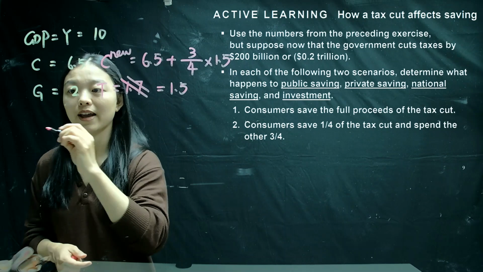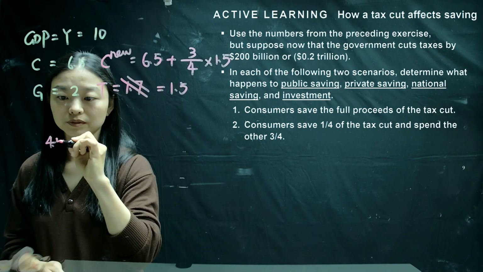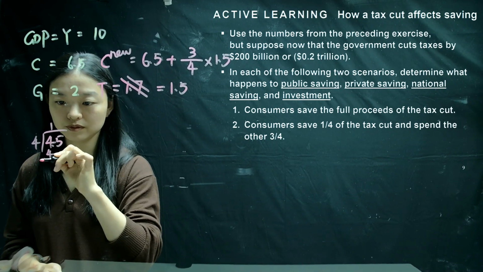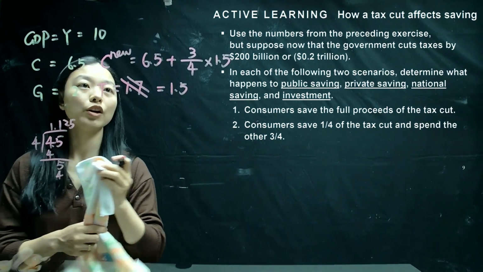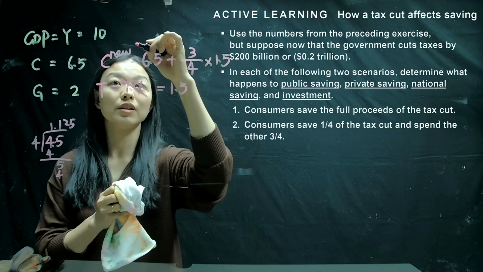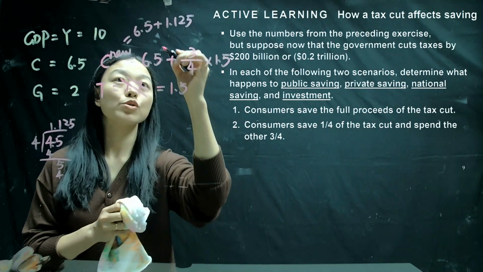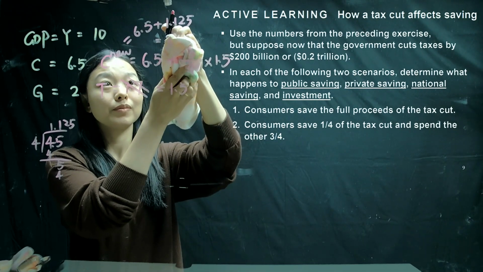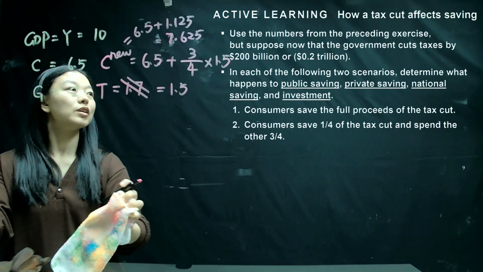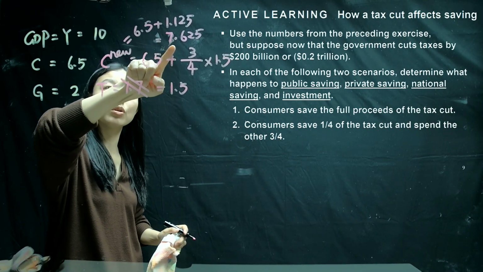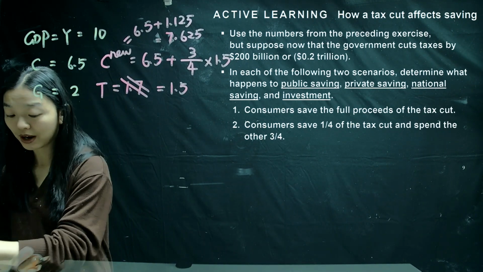The new consumer consumption. And then let me just write it down. The new consumer consumption here will equal 6.5 plus 1.125, which will be 7.625. Okay. So this will be the new consumption. The new consumption here will equal $7.625 trillion.